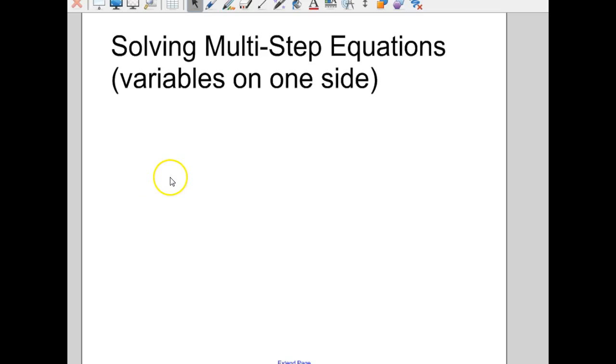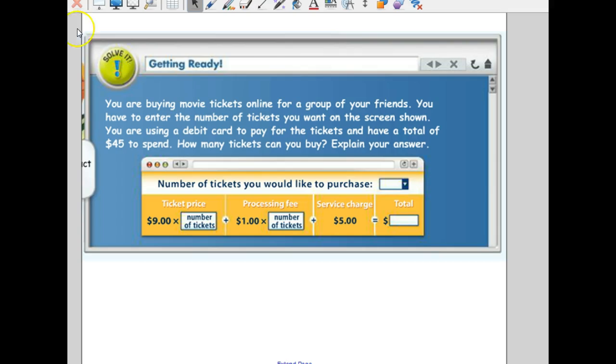Alright class, today we're going to talk about solving multiple step equations. And we're going to focus mostly on when the variables are on one side. When the variables are on both sides, that's something we're going to do later.